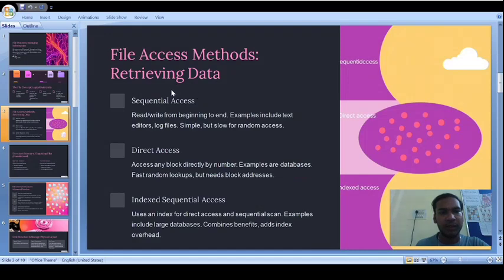File access methods. There are three types of file access method: sequential access, direct access, indexed sequential access. Sequential access means the file can be read or written from beginning to end. Example like text editors, log files. And direct access, where the file can be accessed directly by a number. Example like databases. Indexed sequential access, where the user can directly access the files in a direct access or in a sequential access. Example like a large database.